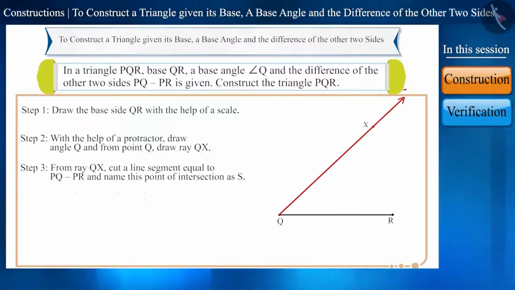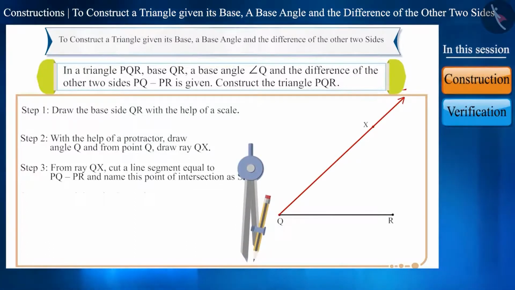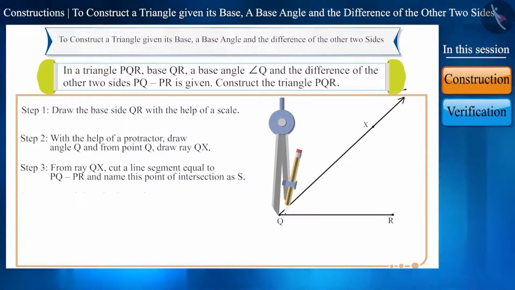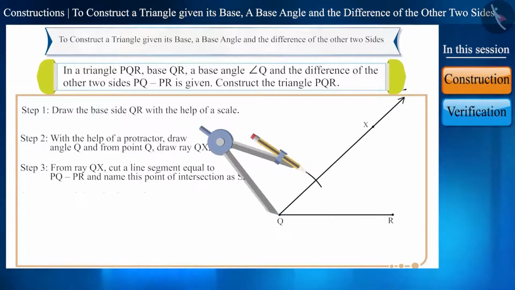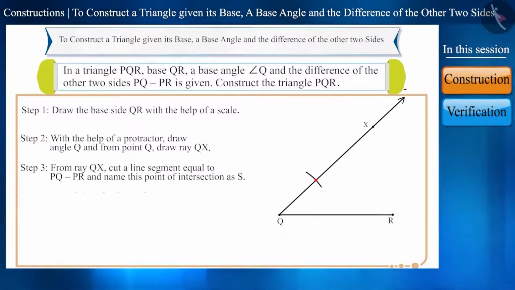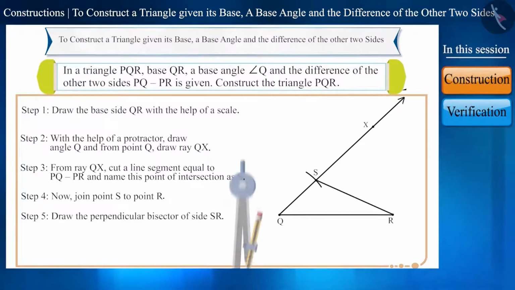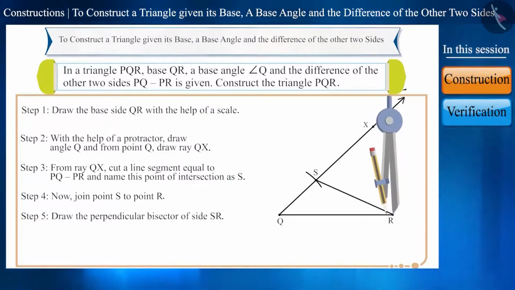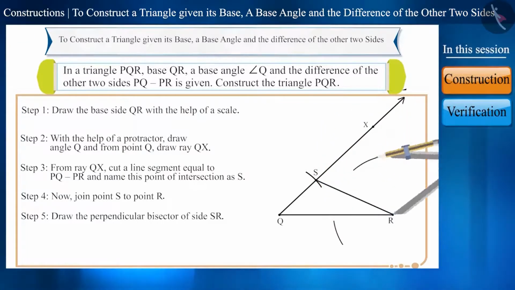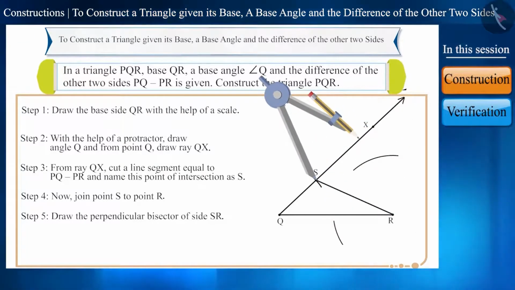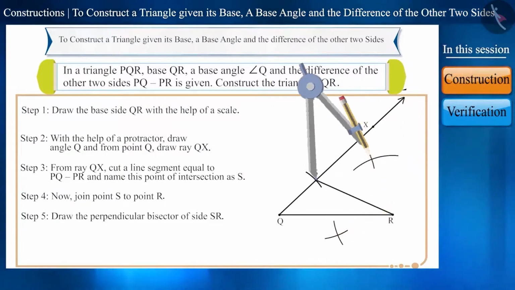Step 3. From ray QX, cut a line segment equal to PQ minus PR, which is equal to the measure of the difference of the length of the two sides, and name this point of intersection as S. Step 4. Now join point S to point R. Step 5. Next, with the help of a compass, we will draw the perpendicular bisector of side SR. We have learned about the construction of a perpendicular bisector in the first session of the construction topic.